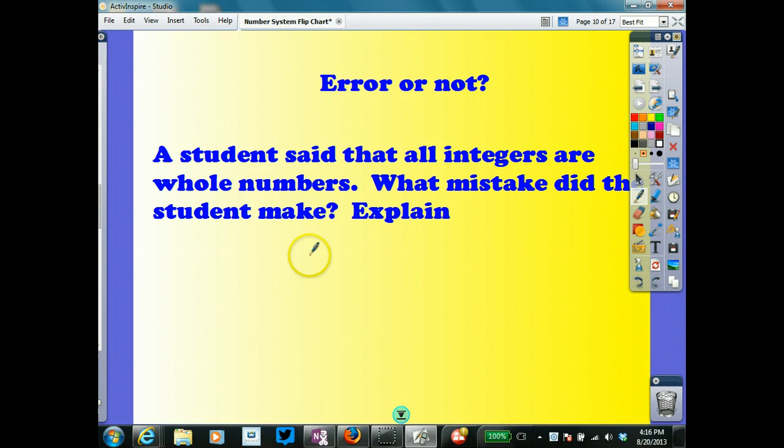Alright, my question is this. What do integers include? Integers include negatives. Oh, let me change the color. They include negative numbers and positive numbers. Whole numbers, they start at 0. So in this case, the mistake the student made was integers include negatives, whereas whole numbers do not include negatives.